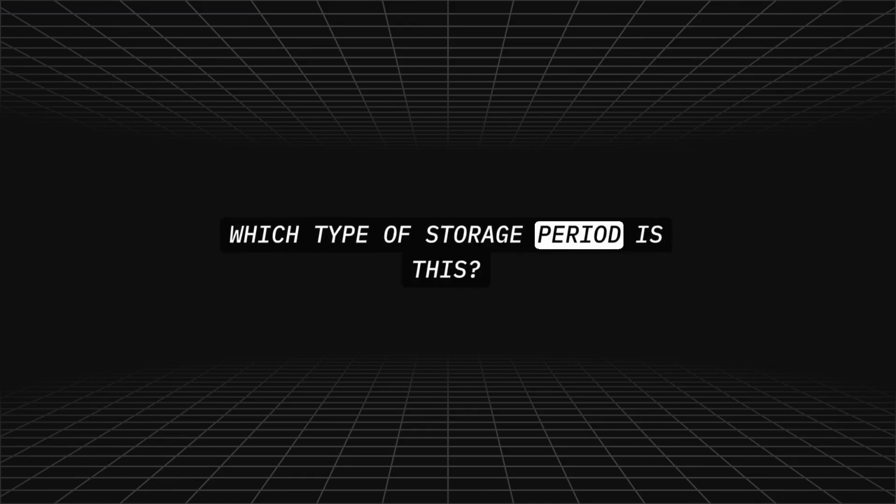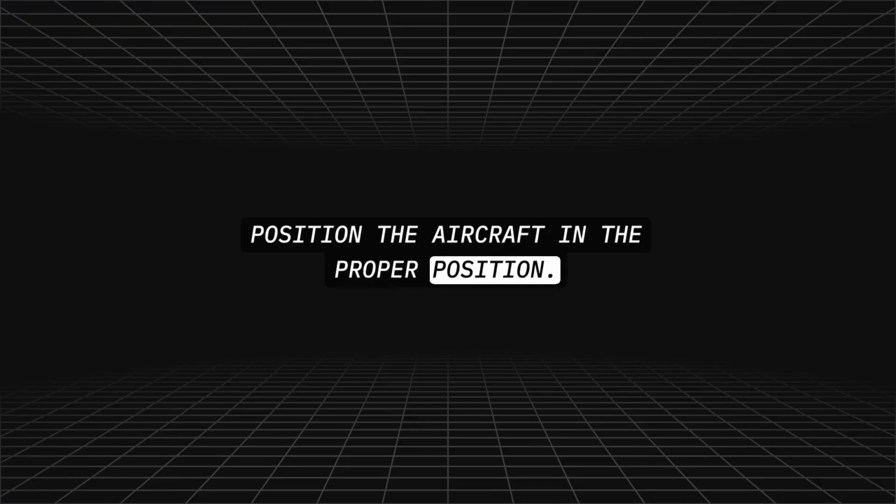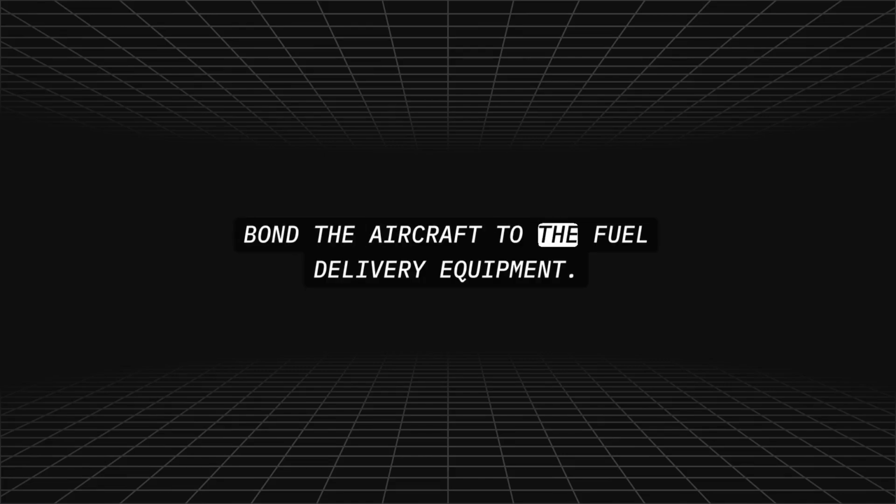Which type of storage period is this? Temporary storage. What are the steps in refueling an aircraft? 1. Position the aircraft in the proper position. 2. Ground the aircraft and the fuel delivery system. 3. Bond the aircraft to the fuel delivery equipment. 4. Do not damage the aircraft. 5. Use the correct fuel.